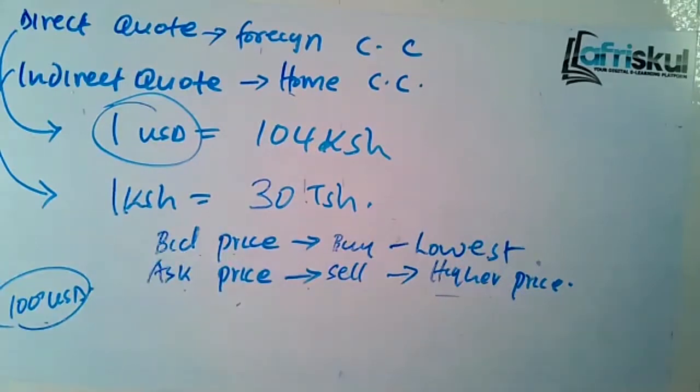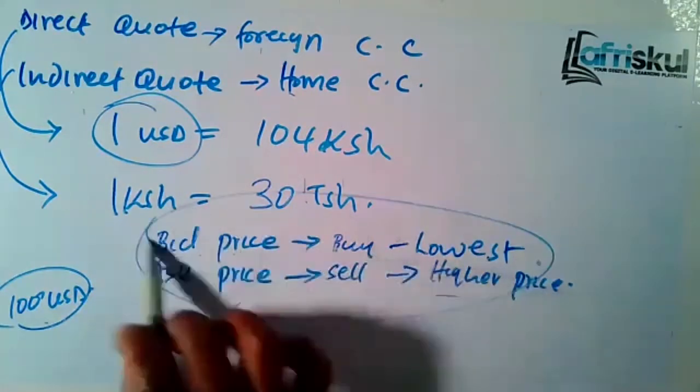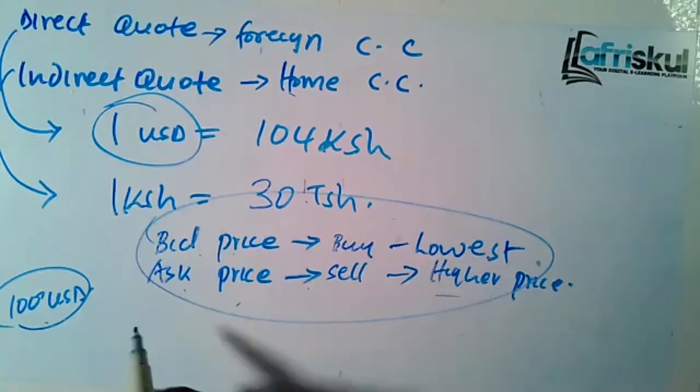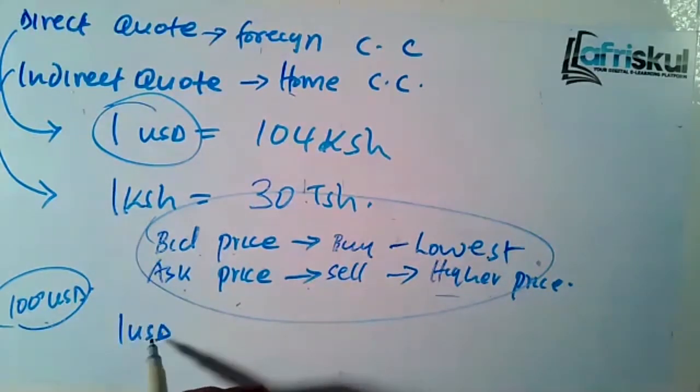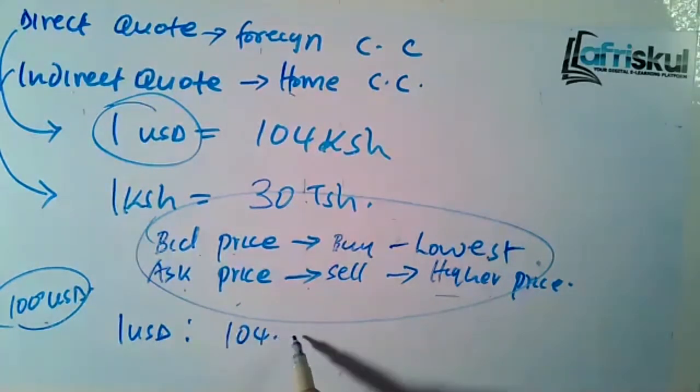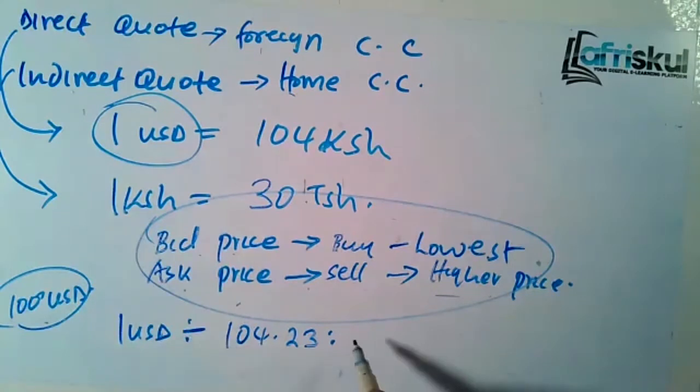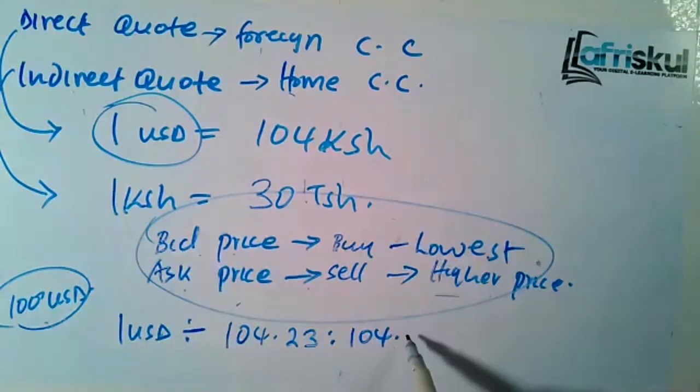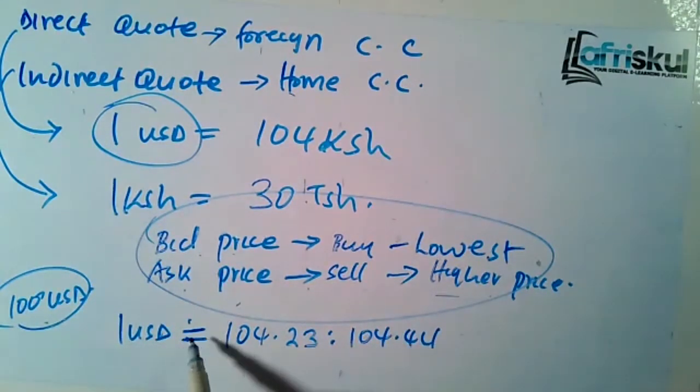This is what I mean. Sometimes you may get two rates, the difference between the two rates. For example, you may be given that $1 is equal to 104.23 to 104.44.